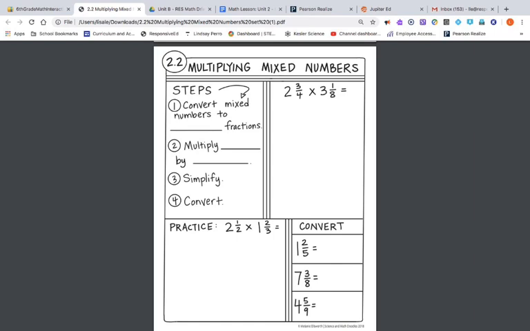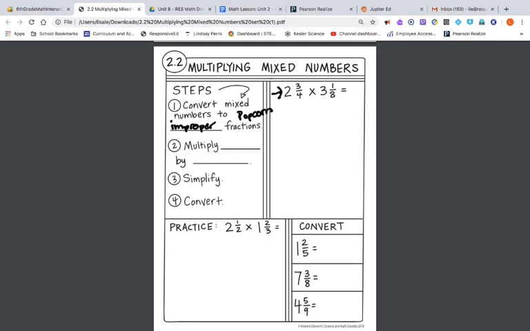So the first step of any time I have a mixed number, which a mixed number is a whole number and a fraction, anytime I have that, I have to convert my mixed number to an improper fraction. That's first step, improper fraction. You'll hear me say popcorn, so I'm going to write that here. So anytime I say popcorn, I'm telling you that you need to convert your mixed number to an improper fraction.